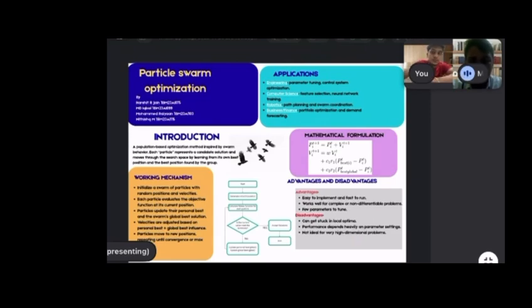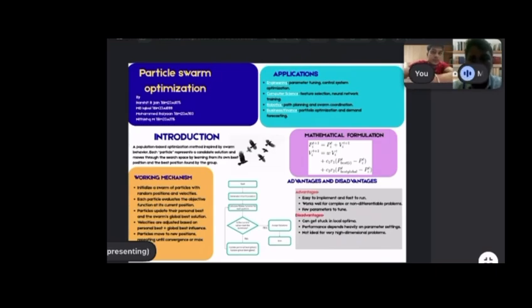Velocities are then updated using two influences. Personal best influence, meaning the particle moves towards its own best solution, and global best influence, meaning it moves towards the swarm's best solution. Using these updated velocities, particles move to new positions. This process of evaluating, updating and moving repeats until we reach convergence or the maximum number of iterations required. The flowchart shown in the poster represents this exact cycle and the mathematical formula explains the updating process.